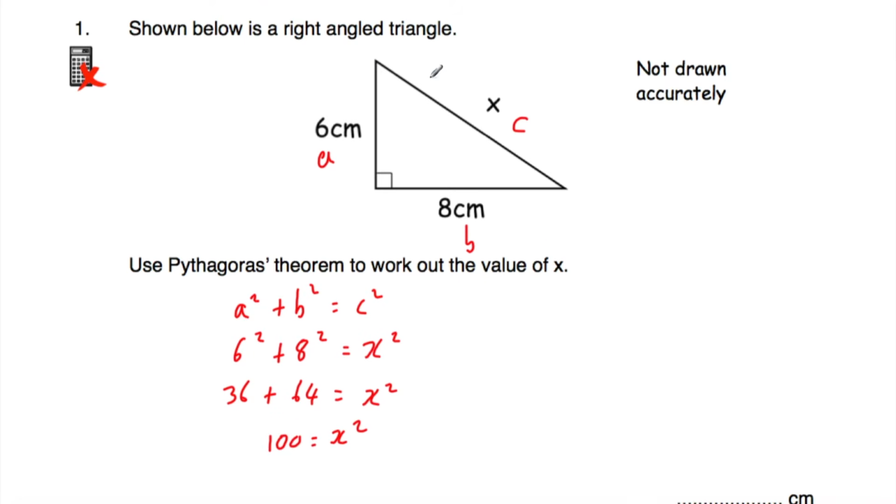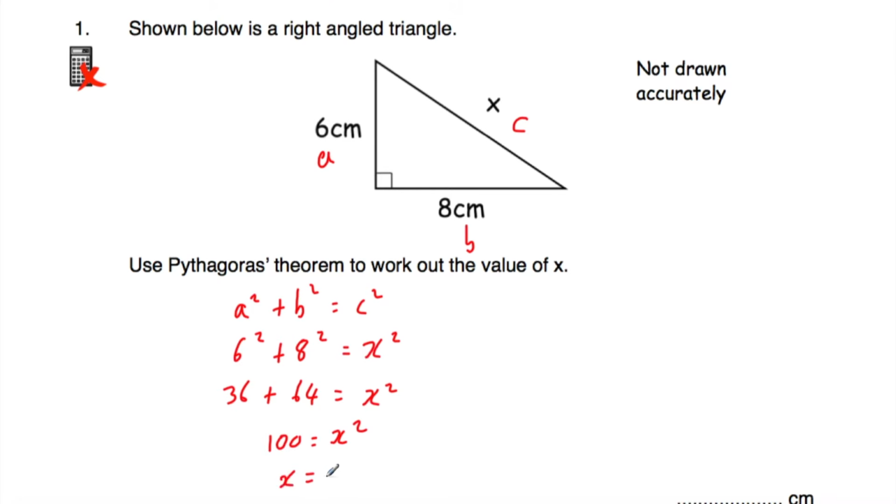So the length of this side squared is 100. Now this side obviously isn't 100 centimeters, because if this is 6 centimeters and that's 8 centimeters, this wouldn't be 100 centimeters. That's this side squared. So we need to get rid of the squared, so we're going to do the inverse operation, and the inverse of square is square root. Because this is the length of the side, it can't be a negative, so we don't need to worry about that. So we just need to work out the square root of 100.